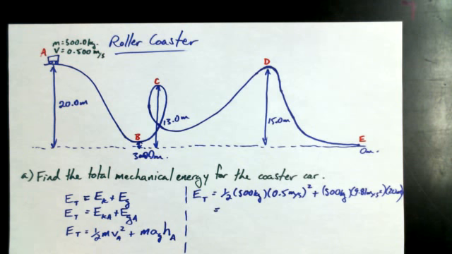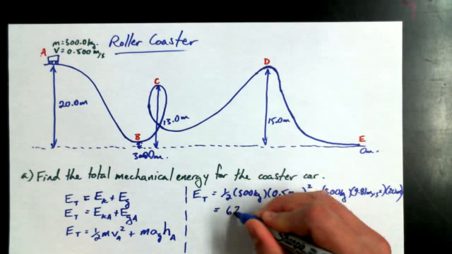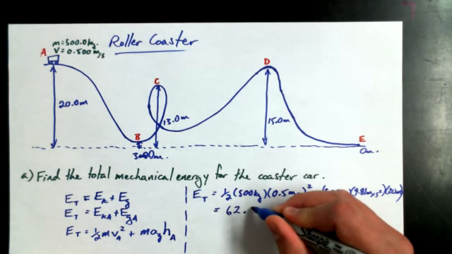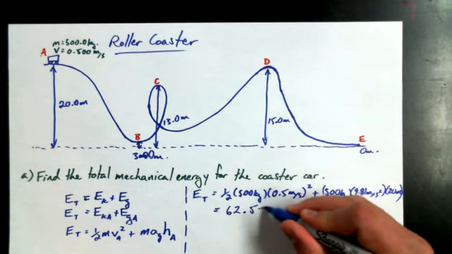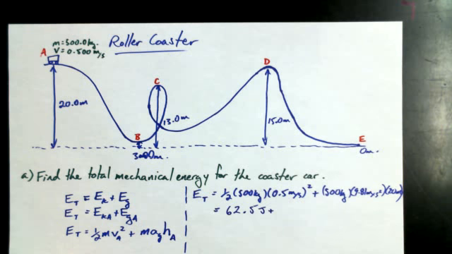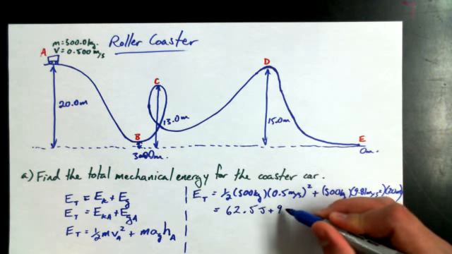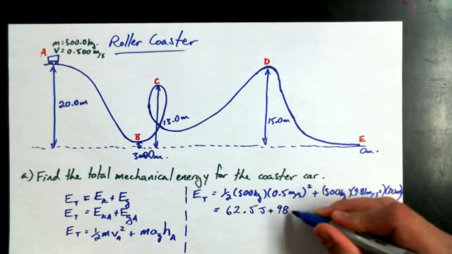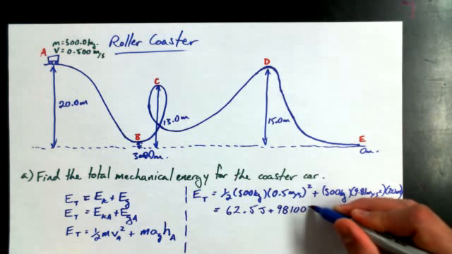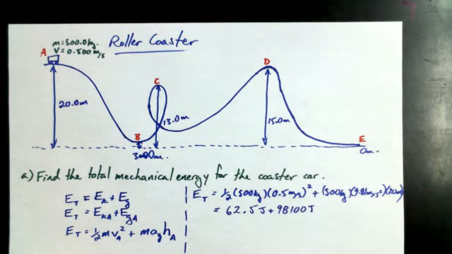Some of you are trying to do it in your heads. 62.5? Sounds about right. 62.5 joules plus 500 times 9.81 times 20. Yep, 98,100. Oh my gosh. 98,100. Holy moly. Most of this energy is wrapped up in gravitational potential energy.